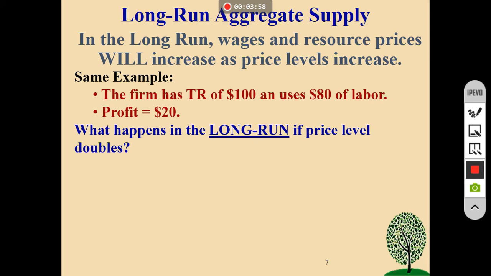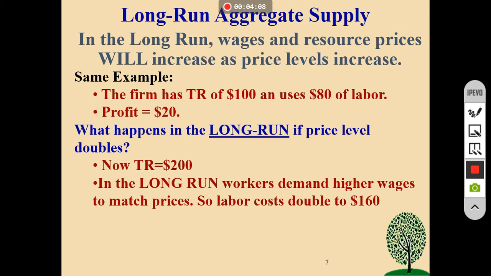What happens in the long run if we double the prices? So now we have a total revenue of $200, right? We doubled prices. We pay $80 in labor, right? In the long run, workers are going to demand higher wages to match the prices. Stuff now costs those workers twice as much as it did before when they go buy stuff. So they're going to demand higher wages. It's a pretty regular thing, right? As we see price levels go up, workers want to get paid more, right? And that's why teachers get paid another couple percent every year to keep up with inflation.